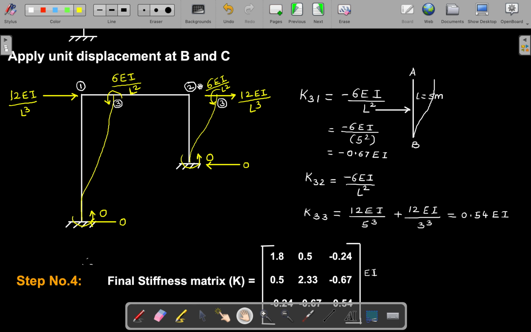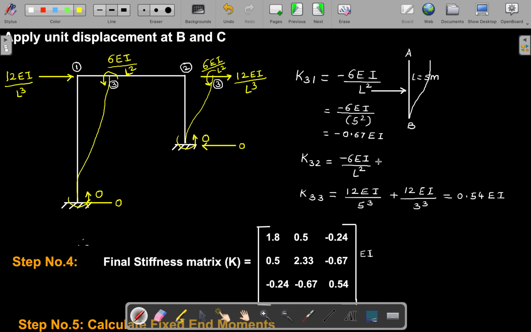Now because of 3, what is happening at 2? 6EI by L square. So we have to calculate, and the answer for K32 is minus 0.67 EI. There is, I think, some writing error. Okay, I think this is the correct form. We have written it here.